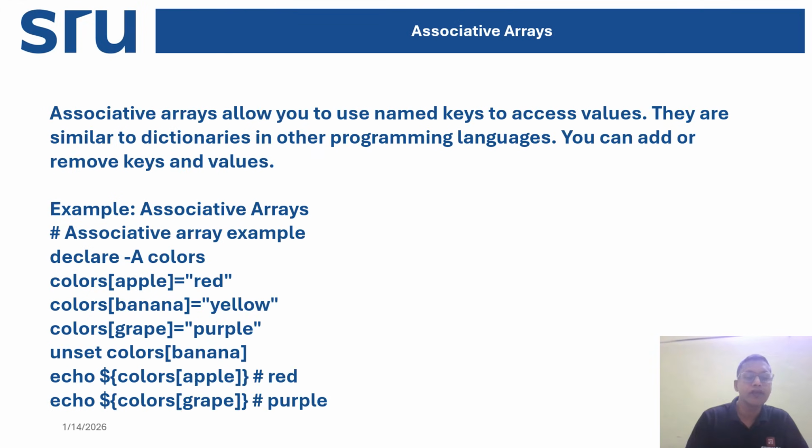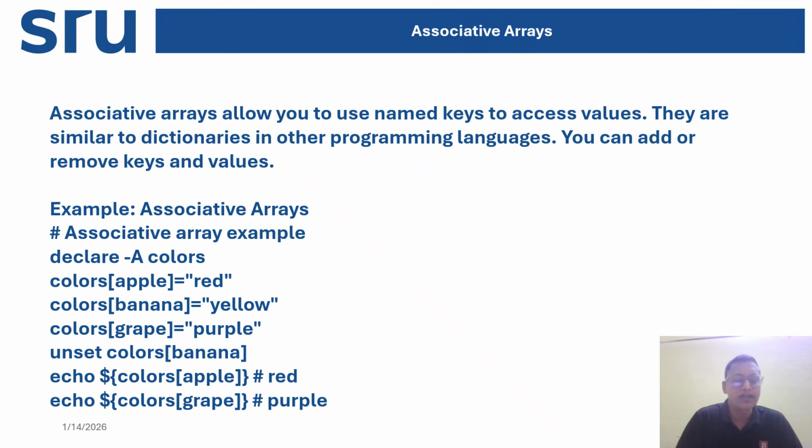Okay, this is an example for an associative array. Already I told it should start with declare -A colors. Hyphen A indicates an associative array.